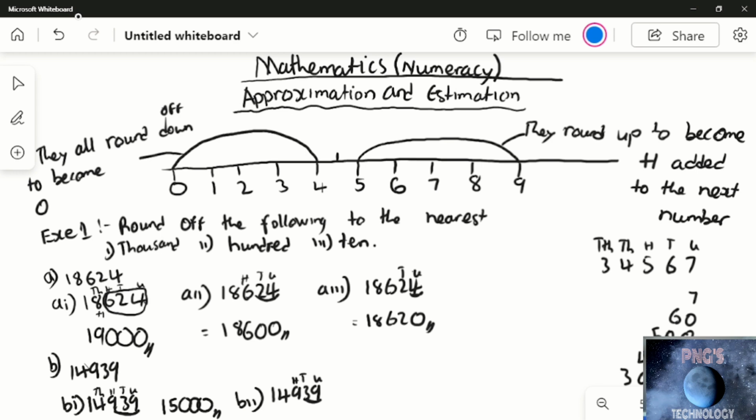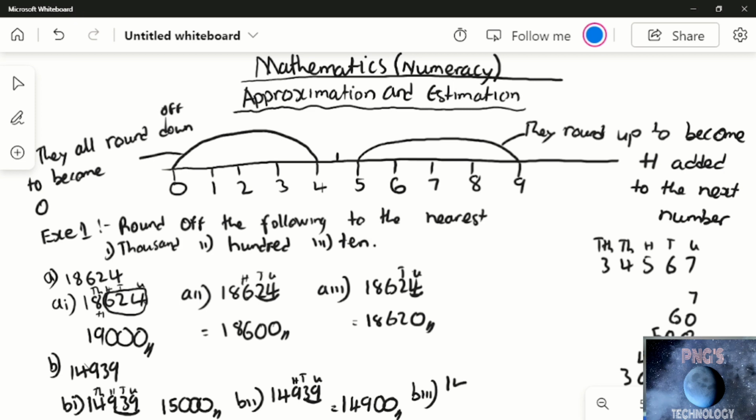So 9 becomes what? 1 added to 3. So its place is now 0. The 1 added to 3 becomes 4. Despite the help, we couldn't help the next, so the next thing remains 9. We have our 4, we have our 1. So these are the answer.